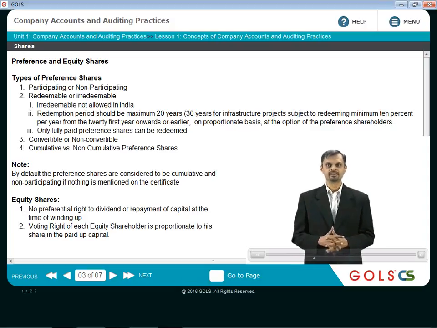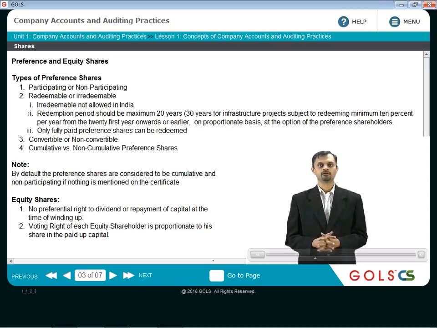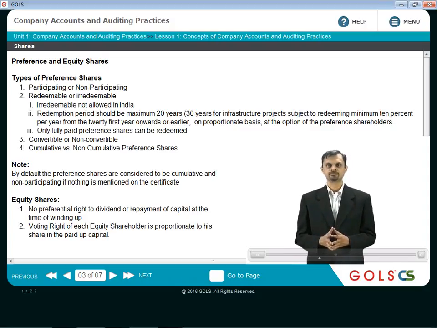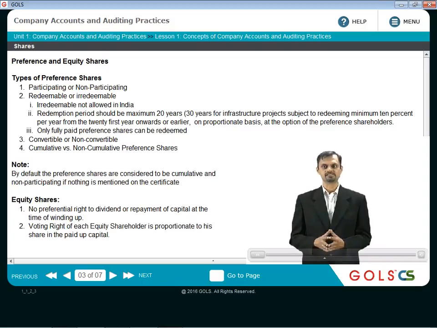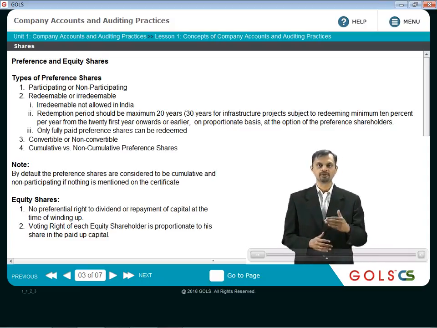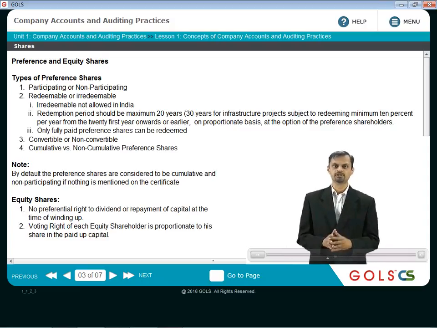And even in redeemable category also, there is a limit on the period within which the capital has to be repaid back. So redemption period in case of redeemable preference shares to be maximum 20 years. So it cannot be more than 20 years. And in case of infrastructure projects, it can be maximum 30 years. But subject to redeeming minimum 10% per year preference share capital from the 21st year onwards or earlier on proportionate basis at the option of the preference shareholders. So the maximum period within which the preference share capital can be repaid back in case of any normal company is 20 years. In case of infrastructure project, it is 30 years.